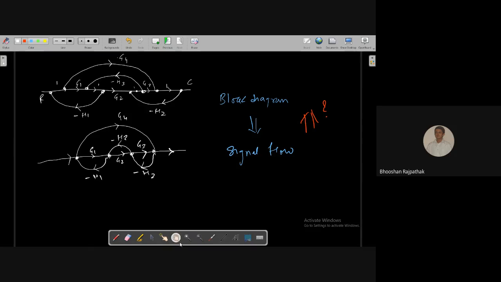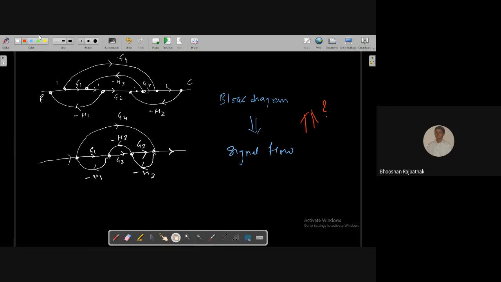And this is one example. This signal flow graph is actually obtained by converting from a block diagram. But after this conversion, we could simplify this, and we have a simplified signal flow graph. Now, if you try to convert this into a block diagram, it will not be possible. Okay, can you see the reason?